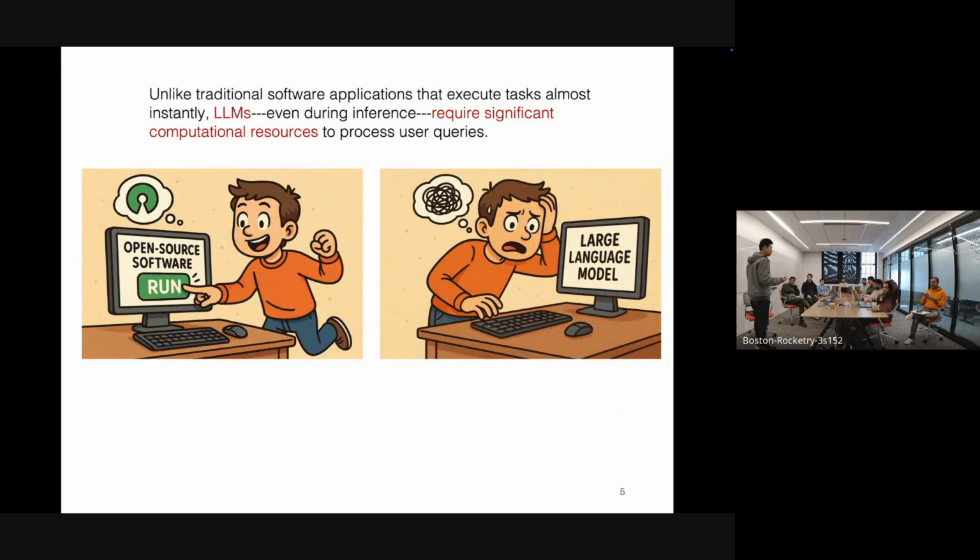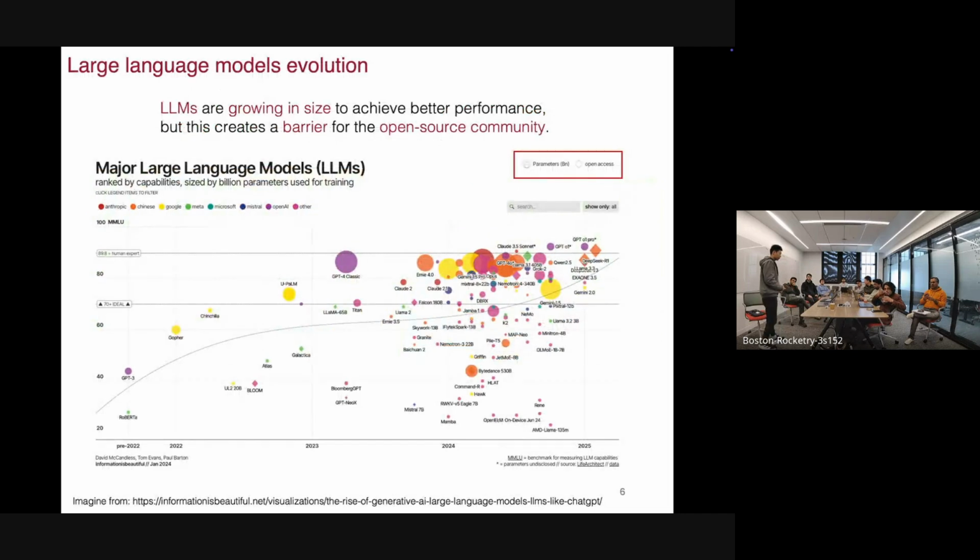However, now we talk about large language models, and they're quite different from traditional software, right? When you use software, you click a button, and it generates something for you. But when you run a large language model, you need high GPU memory. You need specialized infrastructure. They're not easy to use, even just during inference time.